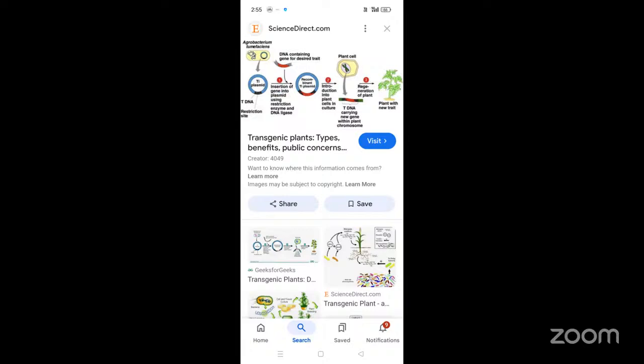Examples of edible vaccines. Some of the edible vaccine vectors used: the tobacco plant is used for hepatitis B virus, and lettuce as a vector is also used for hepatitis B.